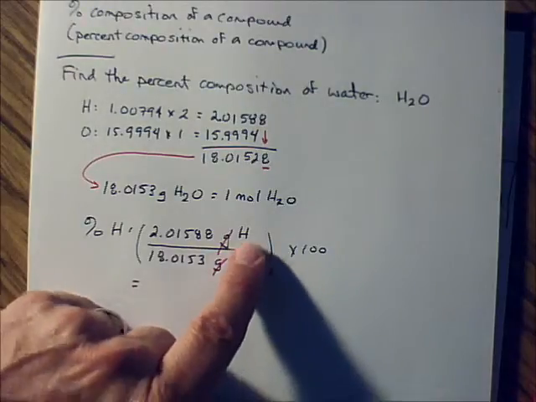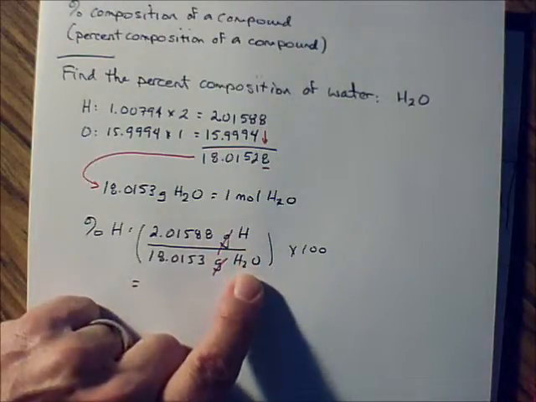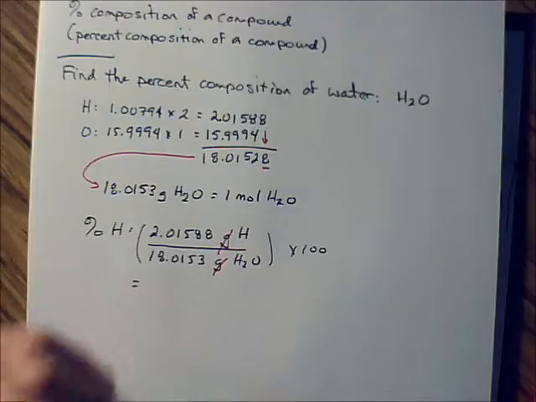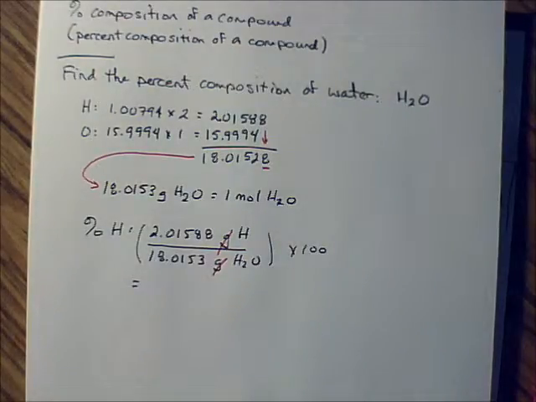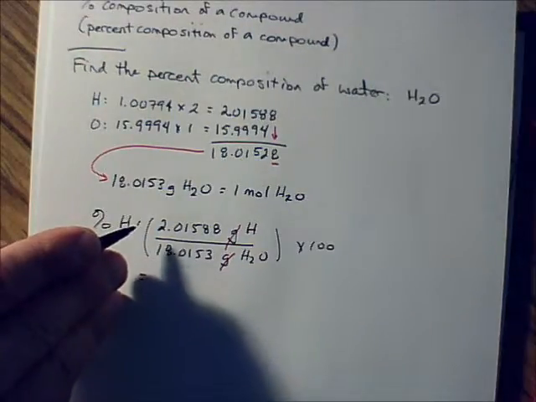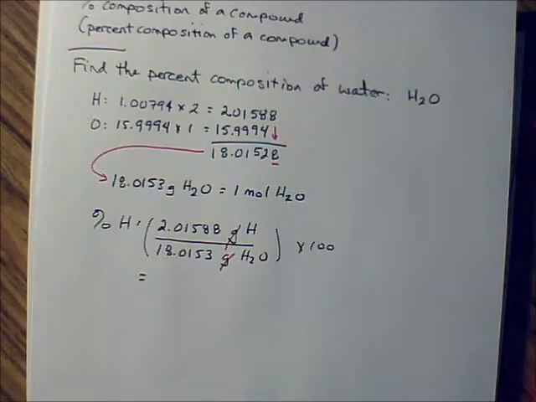No, you can't cancel this and this. Okay? We're going to interpret what that means to us, though. All right? So we're going to take that 2.01588 right here and divide by 18.0153. Yes, that's the second step. That's correct. All right. Then we're going to multiply by 100. It's 11.18.